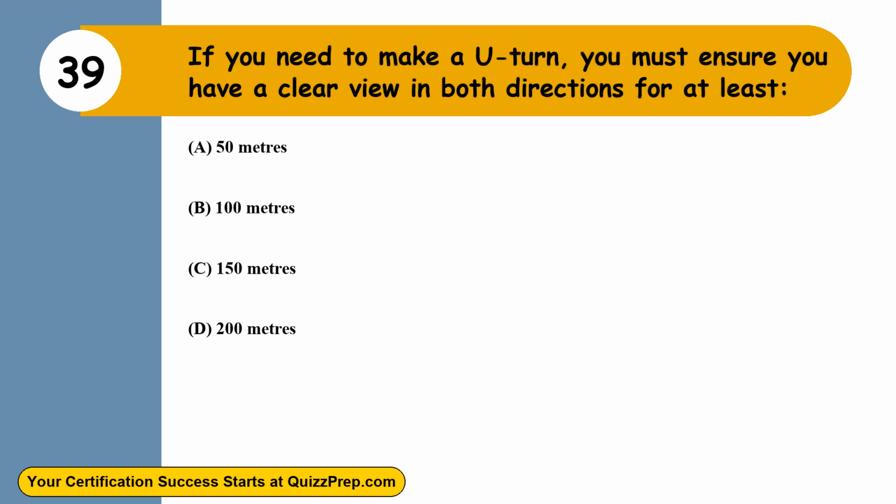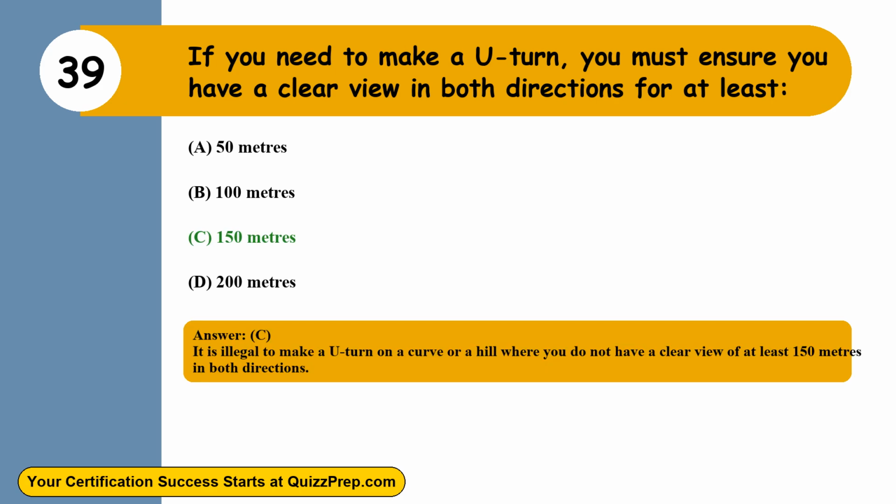Question 39. If you need to make a U-turn, you must ensure you have a clear view in both directions for at least: option A, 50 meters; option B, 100 meters; option C, 150 meters; option D, 200 meters. The correct answer is option C, 150 meters. It is illegal to make a U-turn on a curve or a hill where you do not have a clear view of at least 150 meters in both directions.